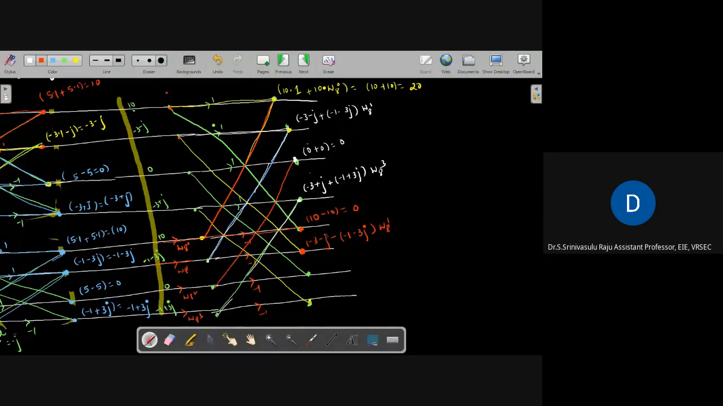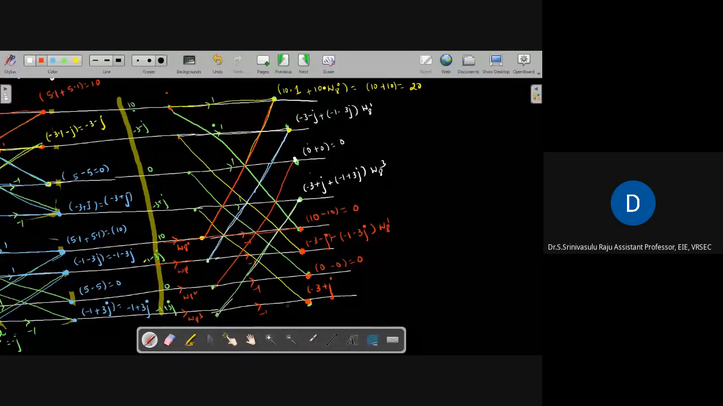Okay, this is the answer. -3 minus j minus of -1 minus 3j into W8 of 1. You see this one now, 0 will come and sit here, again we have 0, so 0 minus 0 is 0. And you see this point, -3 plus j will come and sit here. Again this is plus, we have minus here, -1 plus 3j multiply with W8 of 3.